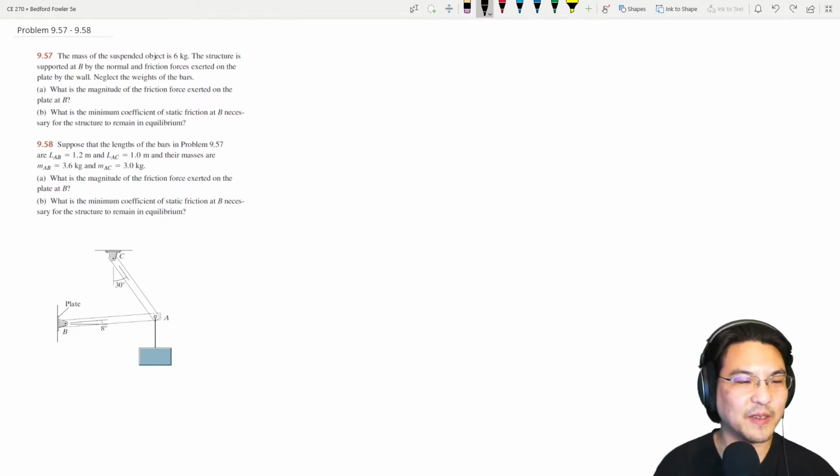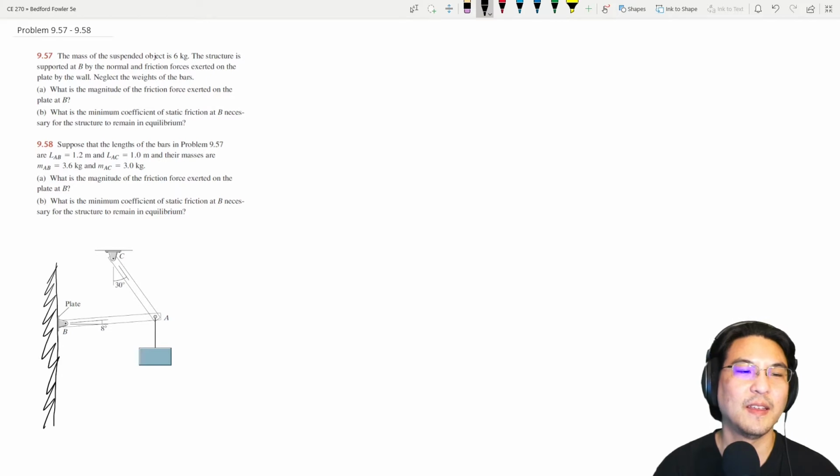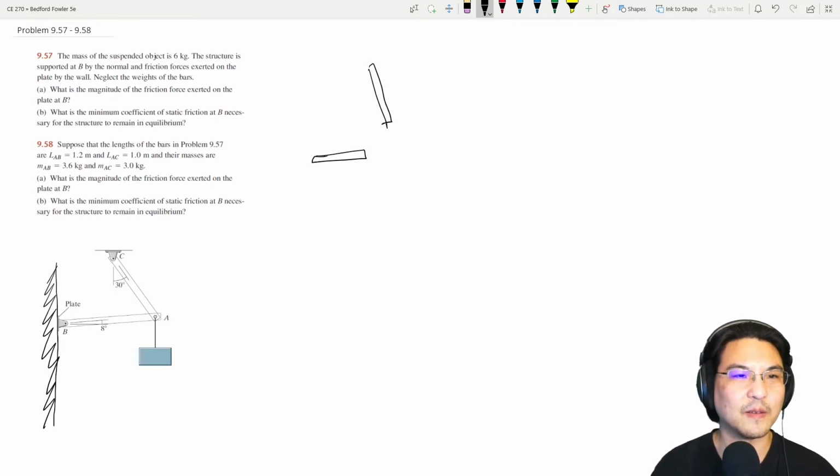Notice that this is like a wall, and this plate is leaning against the wall, so it's just friction holding it there. There's a wall like this, and there are these two bars. If we're neglecting the weight of the bar, then there's only force acting at point C, at point A, and at point B.